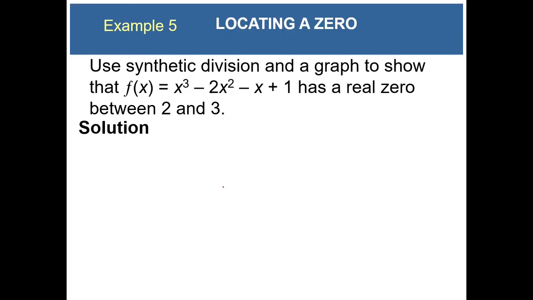Use synthetic division and a graph to show that f of x equals x cubed minus 2x squared minus x plus 1 has a real zero between 2 and 3.